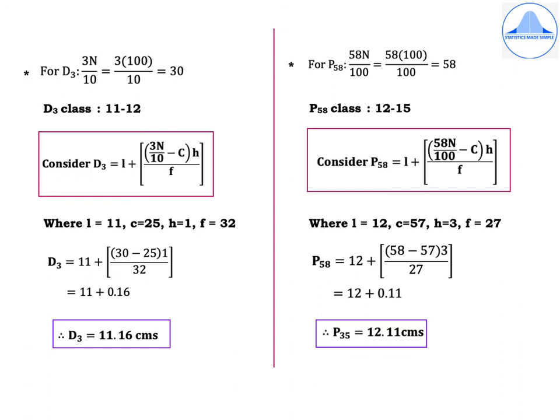The value which is greater than 58 in the CF column is 84. Corresponding to it, write greater than 58n by 100, and therefore the P58 class will be 12 to 15. Then write, consider P58 is equal to L plus (58n by 100 minus C) into H by F, where L is equal to 12, C is equal to 57, H is 3 and F is 27. So P58 is equal to 12 plus (58 minus 57) into 3 divided by 27, which is equal to 12 plus 0.11, or P58 is equal to 12.11 centimeters.